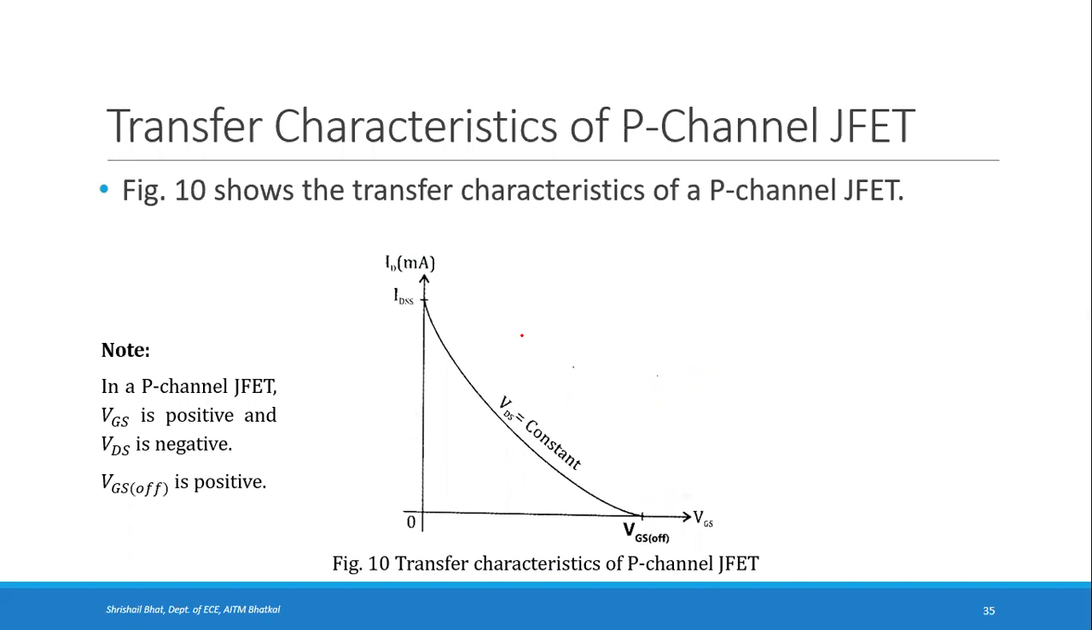In the next class, we will see another type of FETs that we have, that is MOSFET, that is metal oxide semiconductor field effect transistors. So again, there are different types. We'll be seeing its construction and operation, and also the characteristics and parameters of the different types of MOSFETs.